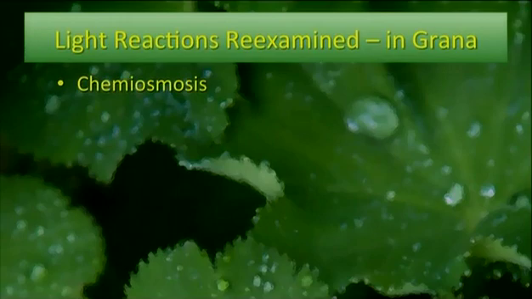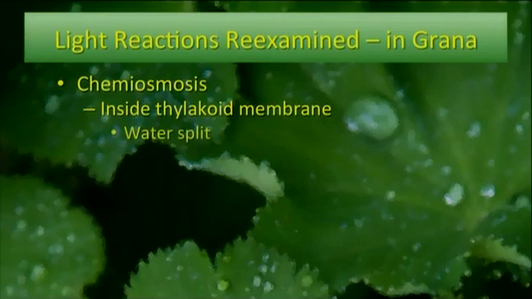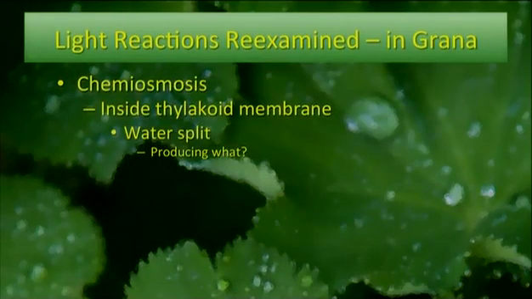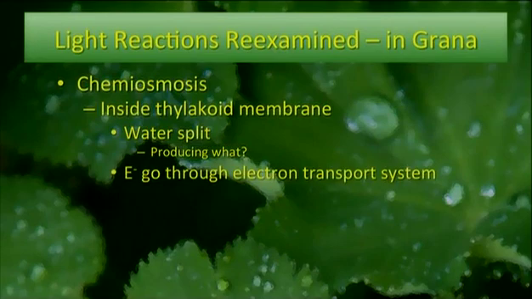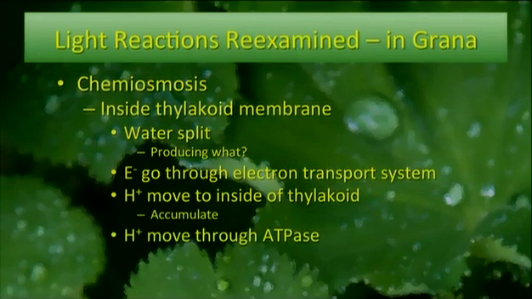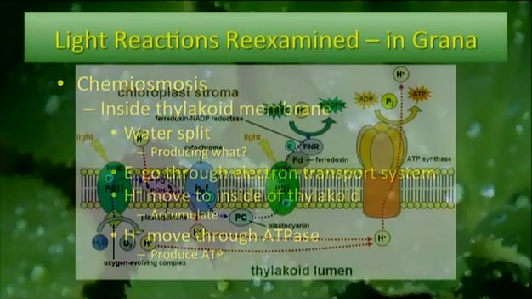Now chemiosmosis happens inside the thylakoid membrane. Water is split, producing what? Think about it. Ask yourself that question and see if you can answer it. Then electrons go through the electron transport system. Hydrogen ions move to the inside of the thylakoid membrane and they accumulate. So hydrogen ions then move through the ATP synthase, or ATPase, and produce ATP. Just what we saw before.